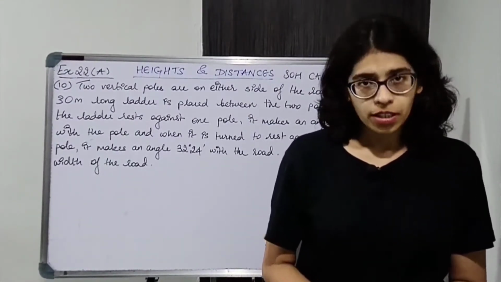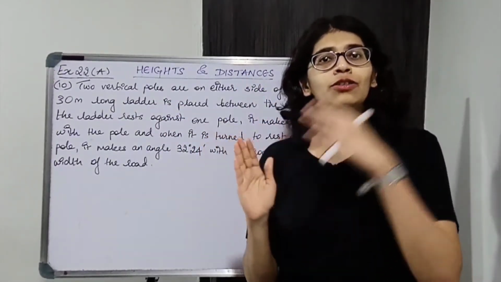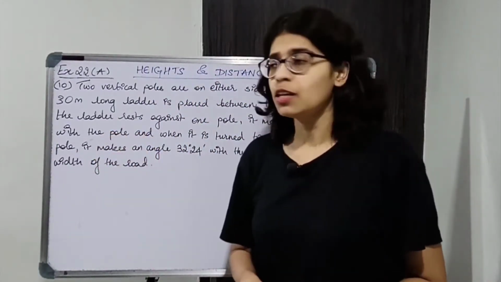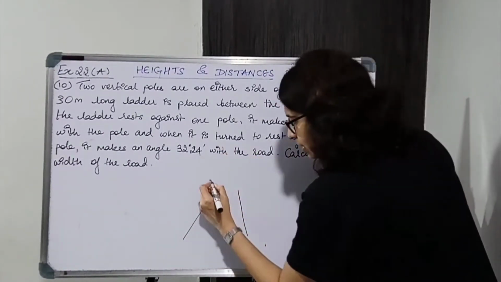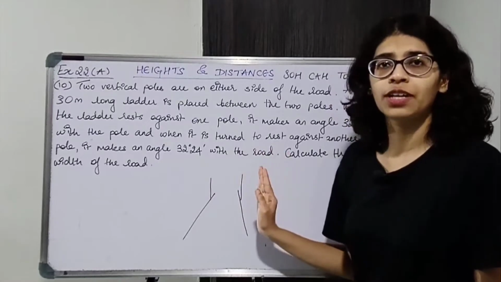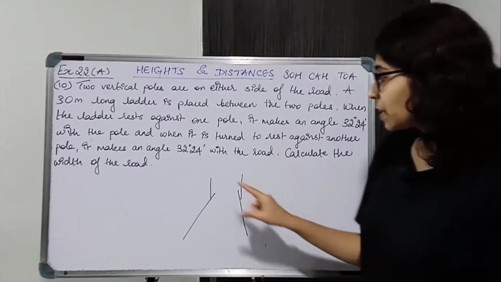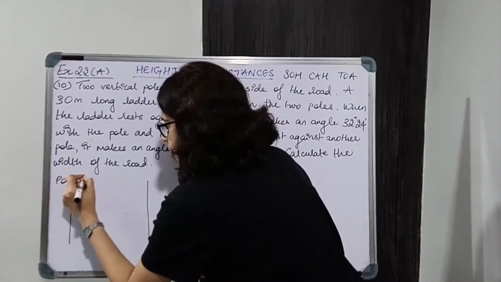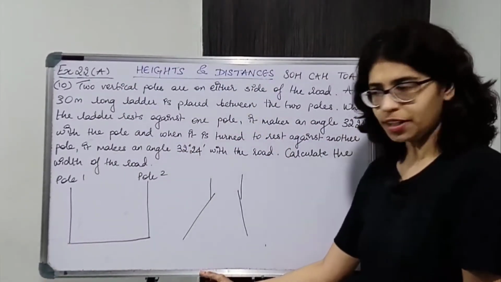Now there are two vertical poles, and they are on either side of the road. That is, one is on one side and the other is on the other side, one on the left and the other on the right of the road. So let's say there is a road, and on one side there is one pole and on the other side there is another pole. Let there be two poles, pole 1, pole 2, and this is the road in between.